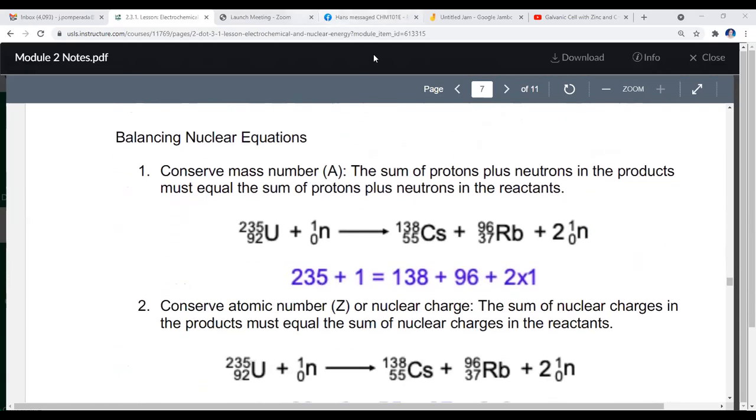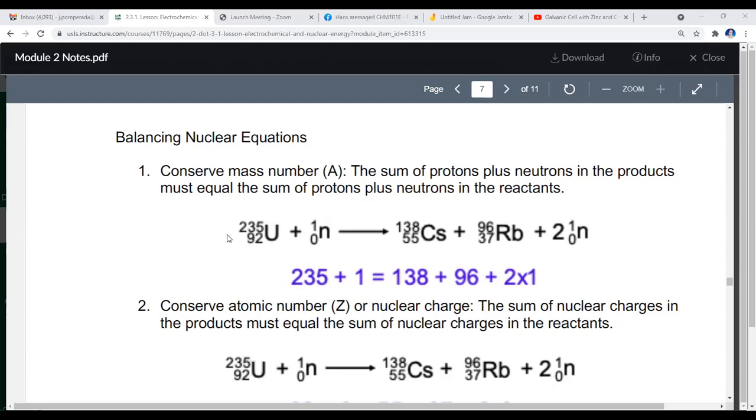I will proceed. Just interrupt me if you have a concern that you need to raise. The first step, class, is to conserve the mass number A. So the sum of protons plus neutrons of the products of your nuclear reaction should be the same as the sum of the protons and neutrons in the reactants.